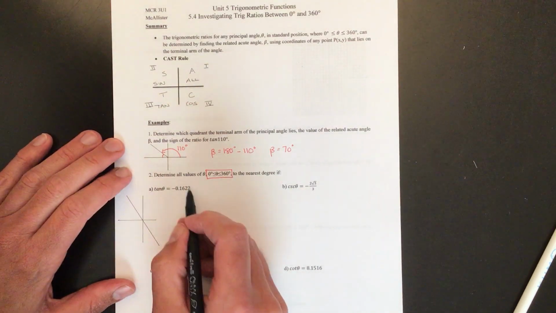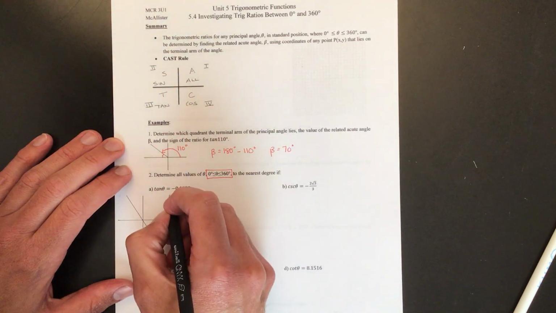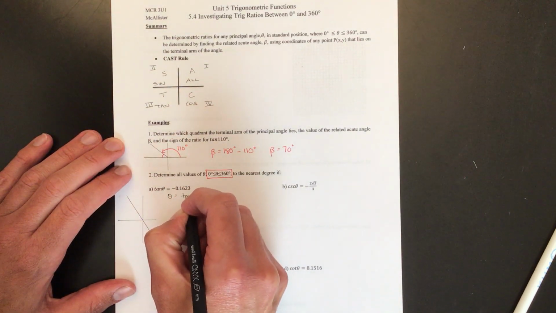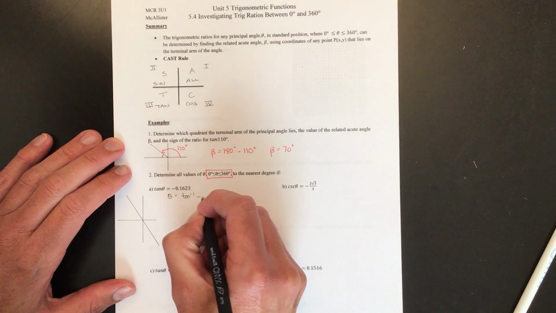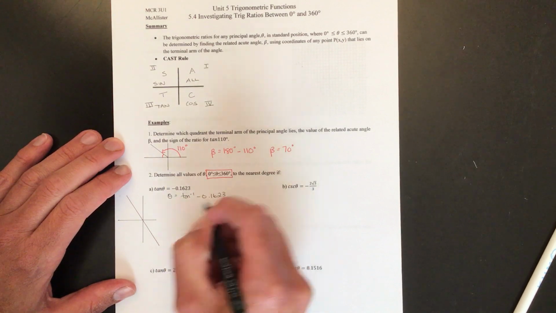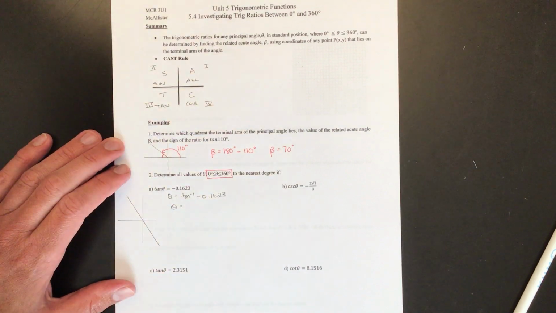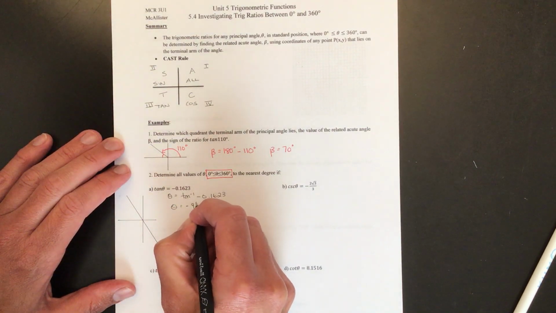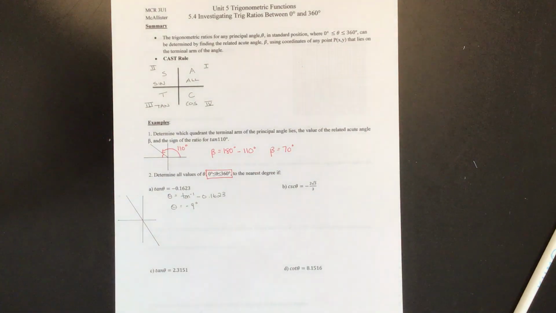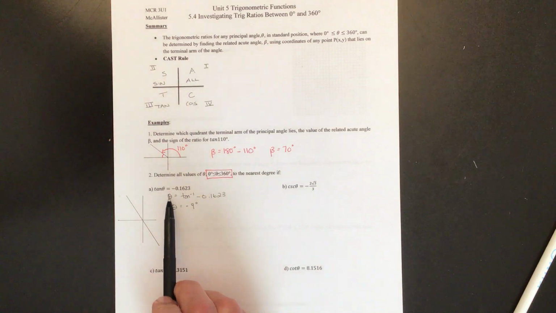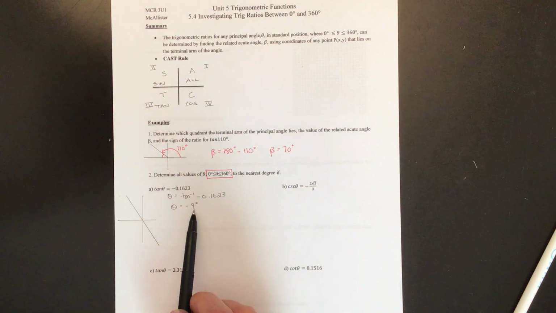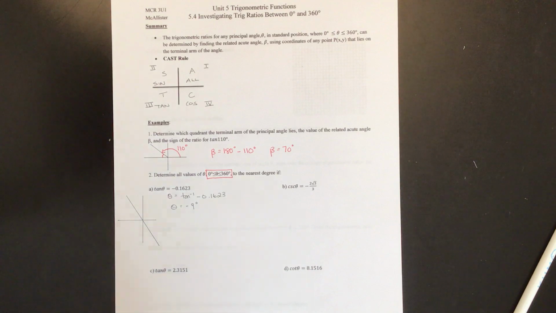Now I need to find what angle this is. So to find theta, we're doing the tan inverse of negative 0.1623. And when we do that, our calculator, as we round it, gives us an angle of negative 9 degrees. I want to mention we're using theta here, even though we're finding an acute angle. Sometimes we use beta. It's interchangeable. It really doesn't matter. You can use theta for an acute angle and a principal angle. It's just what they use in the question.